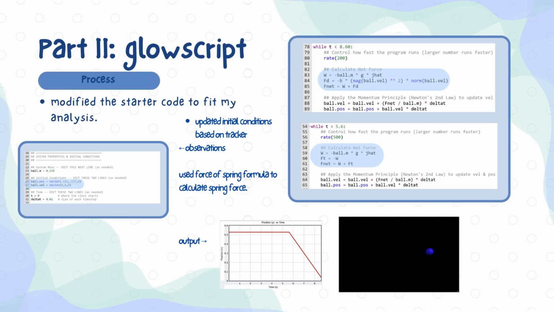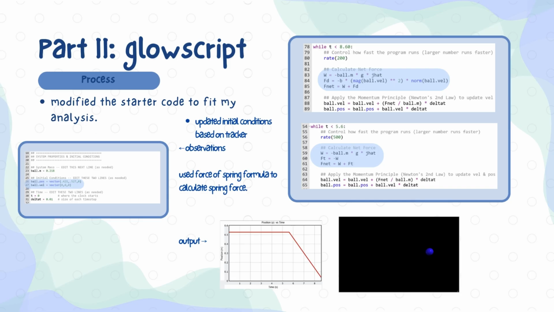Part 2: Glow script. For the coding section, I referenced past code that mainly used the force of gravity and the force of spring, and I used that to create the coding for this specific analysis. I had to update the position and the velocity. I made the initial position 0.421 in the x direction and 0.527 in the y direction, but I also had to use the spring formula to calculate spring force.